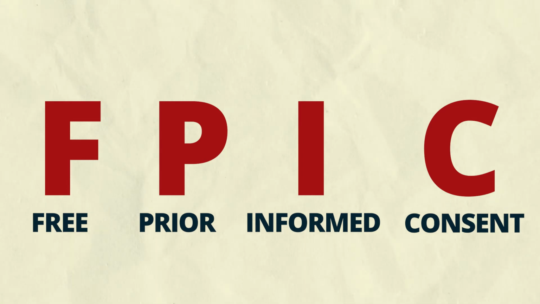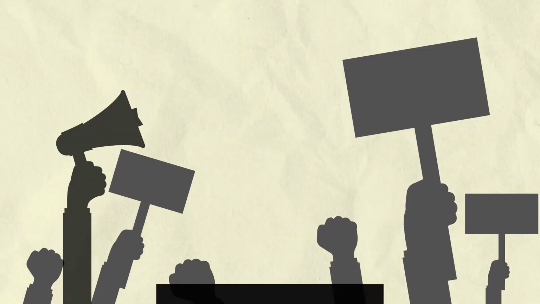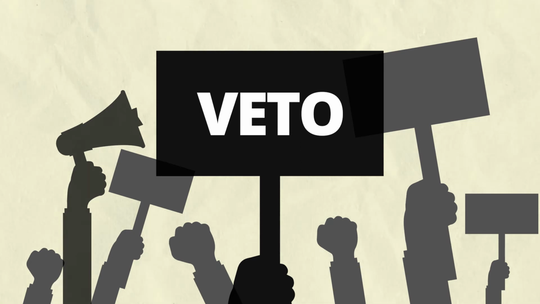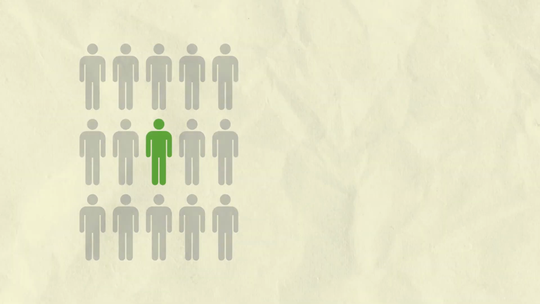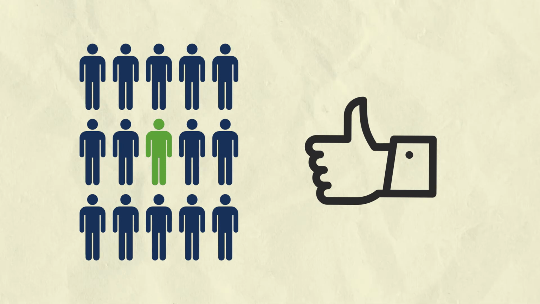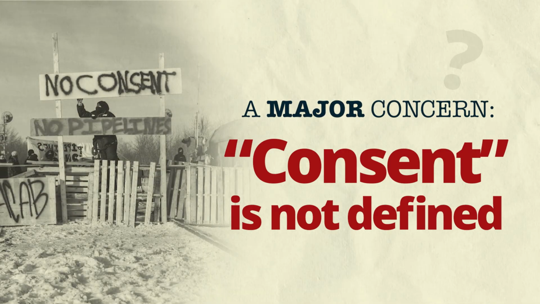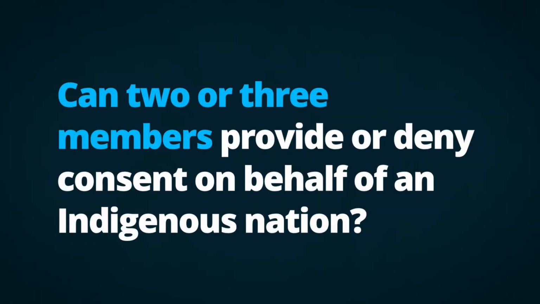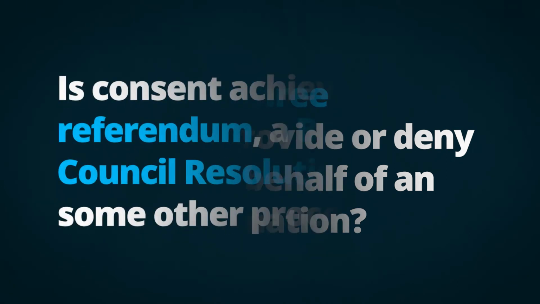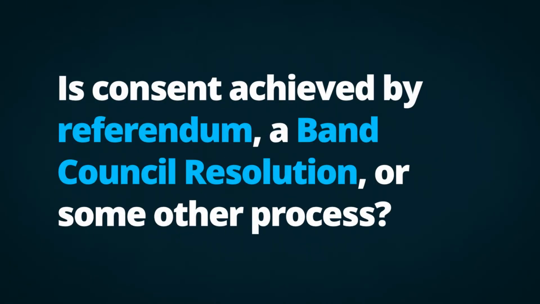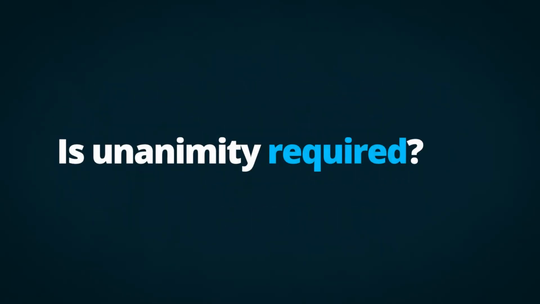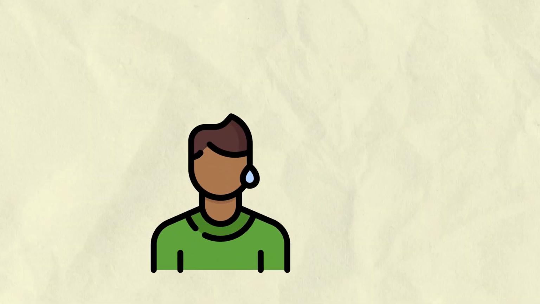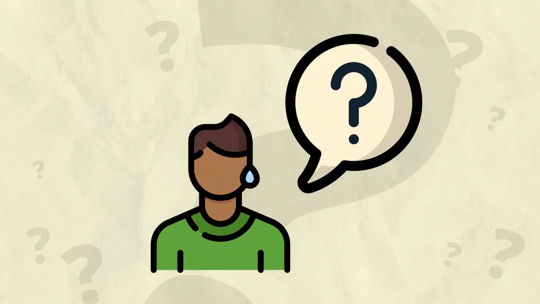A lot of debate is around the term free, prior, and informed consent. Some people are concerned that it means that a handful of activists could veto a resource development project even if a chief and council or a majority of members support it. That's because Bill C-15 doesn't define what consent means. Can 2 or 3 members provide or deny consent on behalf of an Indigenous nation? Is consent achieved by referendum, a band council resolution, or some other process? Is unanimity required? C-15 raises more questions instead of answering them.